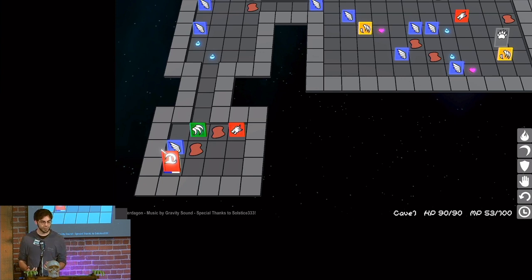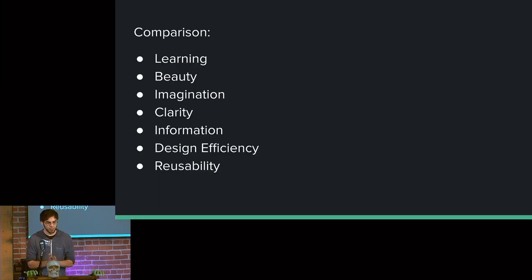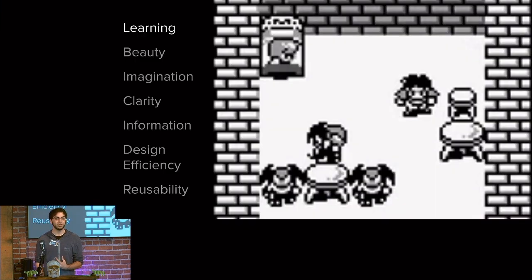To show you what I mean, let's talk about what makes ASCII great, what makes Sprite great, and I'll talk about where Domino does well and where it falls flat. Let's decompose what's good about each of these, and maybe we can figure out new ways to combine things into something even better. I think the 7 most important differences are the learning curve, the beauty, how it can evoke imagination, the clarity of what you're presenting, how much information you can present, design efficiency, which is like how fast you can bring a new graphic into the game, and the reusability of those graphics.